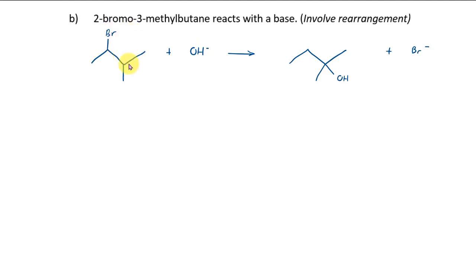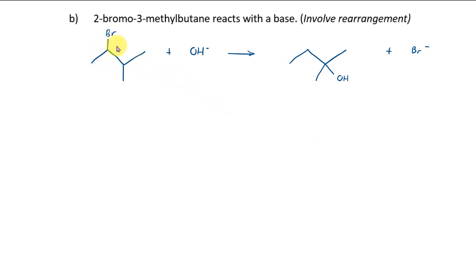So this is the structure for 2-bromo-3-methylbutane. And then with a base, you can suggest either NaOH, KOH, or OH minus. So this is a substitution reaction. So OH minus will substitute the bromine to produce this alcohol and the leaving group Br minus. But you will realize that this substitution is not exactly at the position where the bromine was initially attached. So we have to go through the mechanism to predict the product formed.